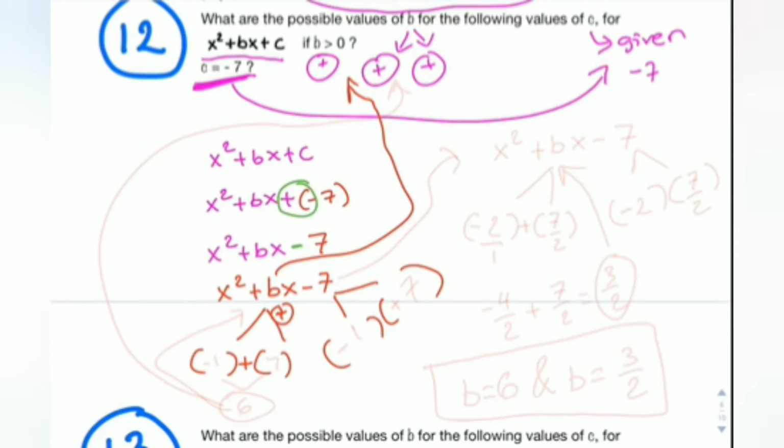The only way to multiply and get a negative number is for one factor to be negative and the other to be positive. That's the only way to get a negative answer when you multiply. So let's pick a number. Let's pick -1. -1 times something equals -7: 7, positive 7. Let's put it right here: -1 and 7. The addition of -1 and 7 is 6. So 6 is one of our answers for B.